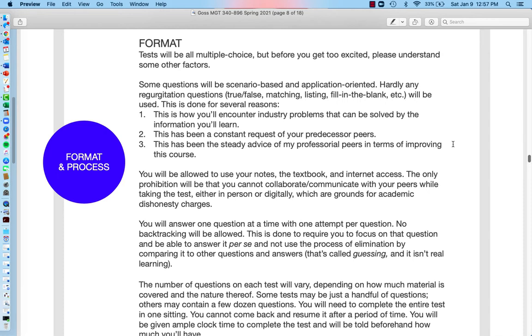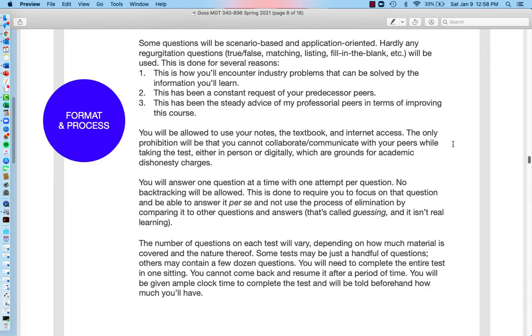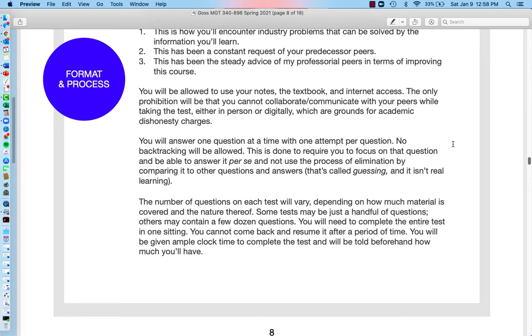Now, the only thing you can't do is to work with or collaborate with your peers while you take these tests. If I find that out, which would be relatively easy to do if I wanted to, I have my ways, then of course that constitutes academic dishonesty, which we'll talk about in a little while. And you don't want to go down that road, and neither do I. So make sure that you're doing these individually.